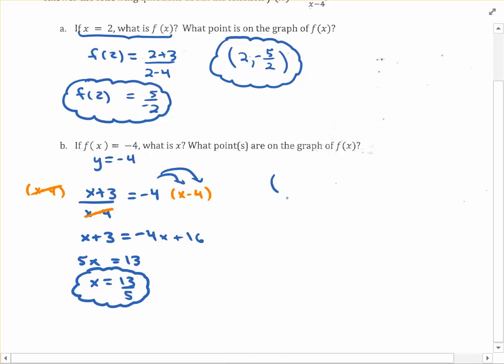Well, we just solved for an x value, so the x coordinate would have to be 13/5, and they gave us the y value, or y coordinate at first. They were saying that f of x is negative 4, or in other words, y is negative 4. So that would be the point on the graph.